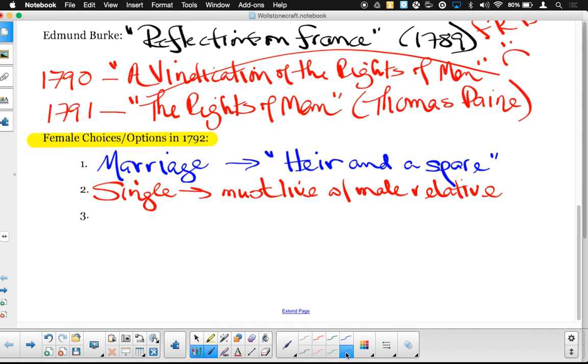And then the third option, unfortunately, is prostitution. Some could also throw in the fact that you could join a convent, but that's kind of further on down the list.